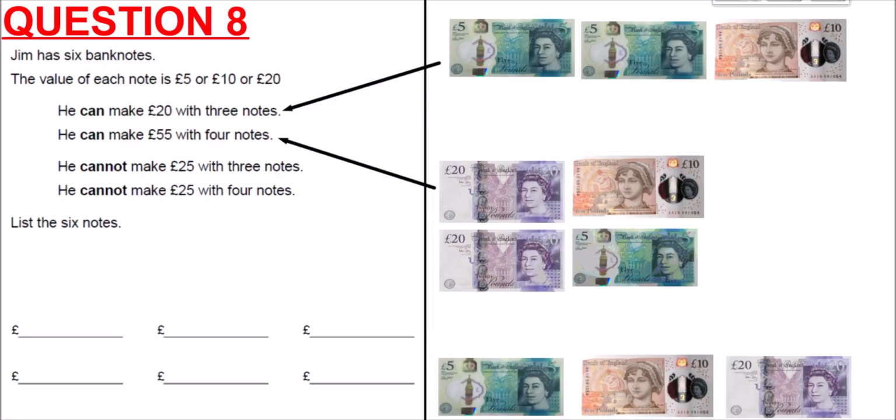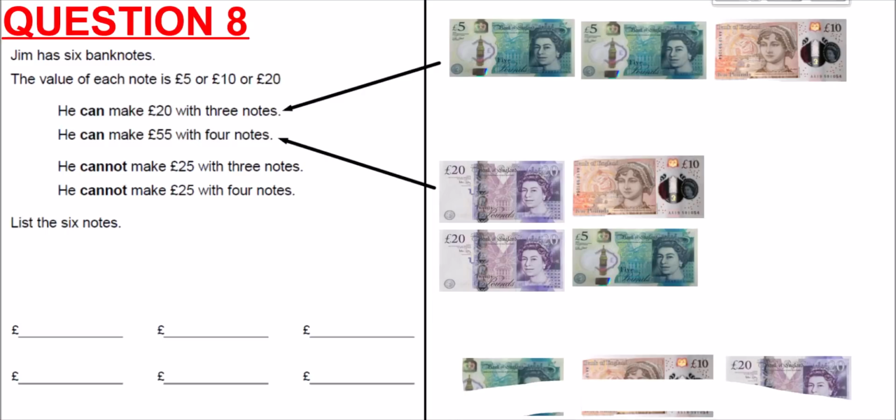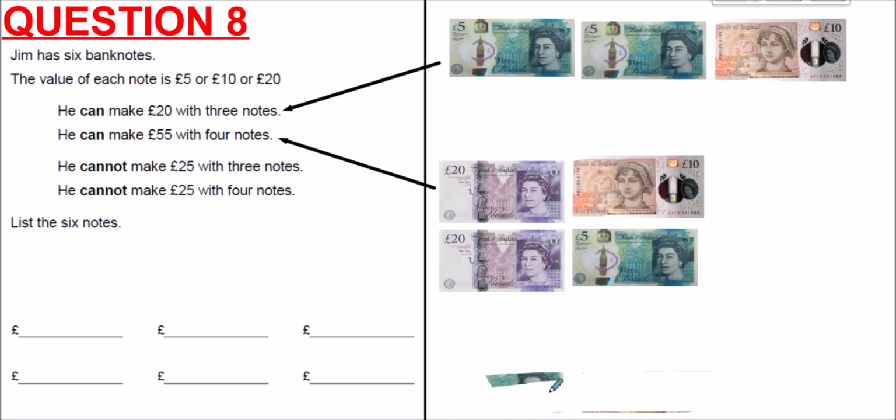And so I'm just going to hide the initial notes for a second so we don't confuse them with what we've got over here. And so, looking at what we've got, we know that from making £20 with 3 notes, the 3 notes have got to be including 2 5s and a 10. So we know for definite we need a 5, a 5 and a 10. So we can put those down already. We definitely need 2 5s and a 10.